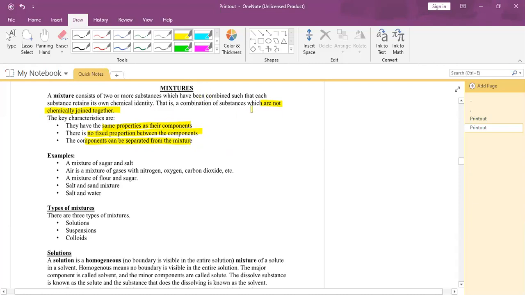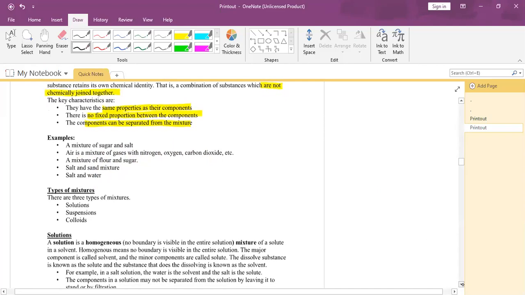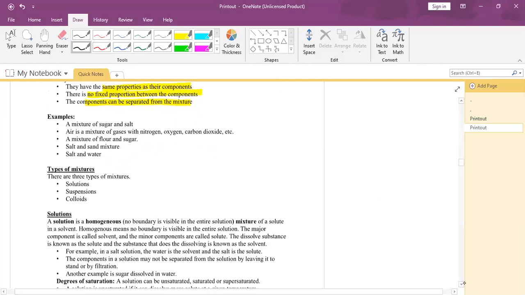Okay. An example of a mixture. You have sugar and salt. If you mix them up, it's a mixture. Air is a mixture of gases made up of nitrogen, oxygen, carbon dioxide, and so on. A mixture of flour and sugar, salt and sand mixture, salt and water. These are all examples of mixtures. You can separate the components easily. And there's no chemical reactions between them. Okay.